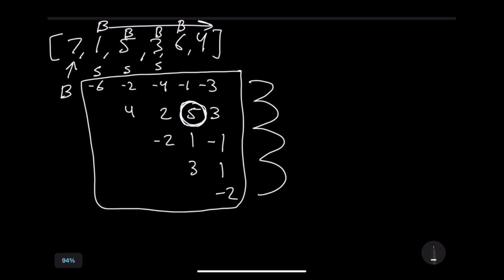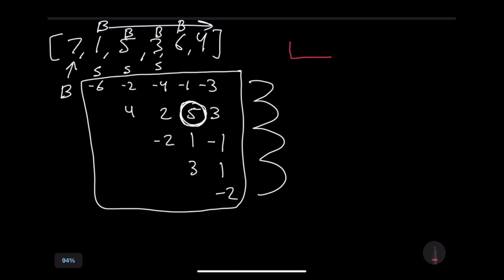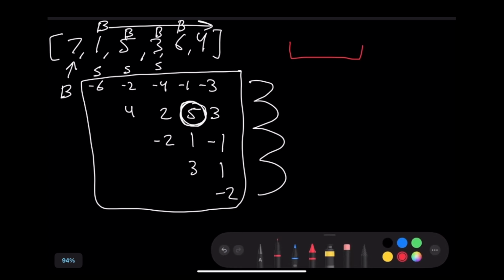And we haven't really used the sliding window at all, right? Because the sliding window technique is where you have, let me draw this in another color, is where you have some sort of window.